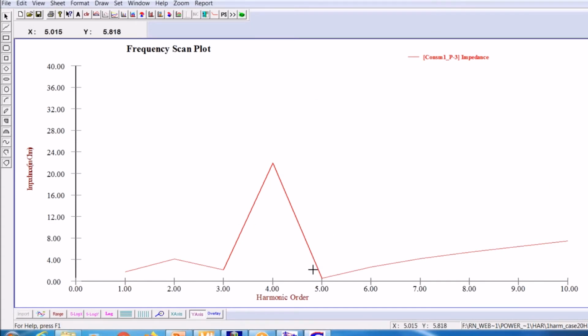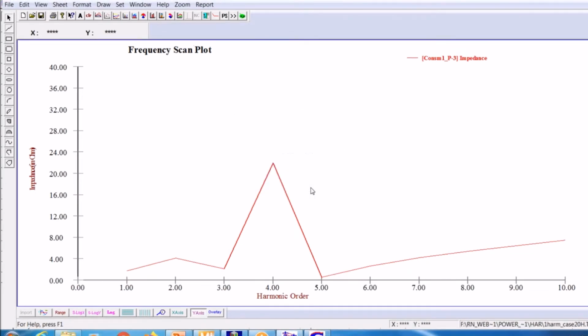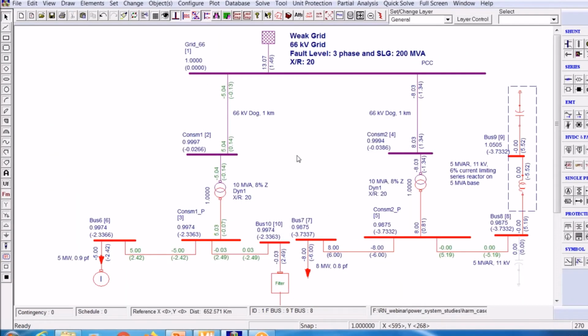You can see here now, at the fifth harmonic, this impedance is low. It means the entire fifth harmonic current that is being injected will be absorbed by that filter, because it is resonating now. The impedance is low at fifth harmonic, therefore it is resonating. That can be seen here also. Once you do the harmonic analysis with this filter, you will be able to see what happens.